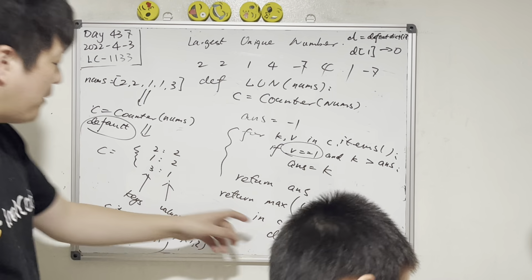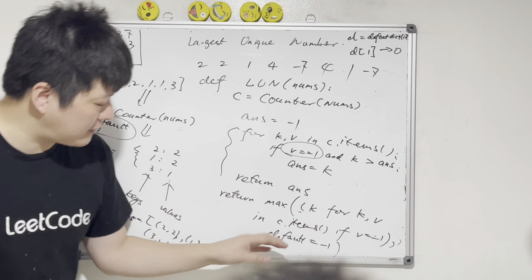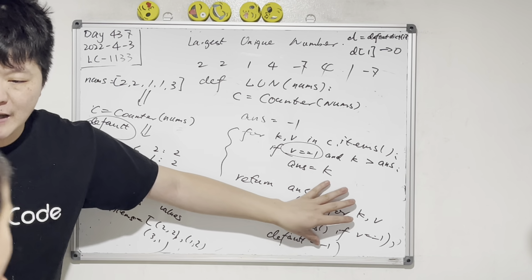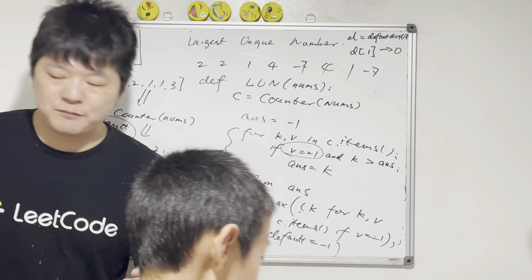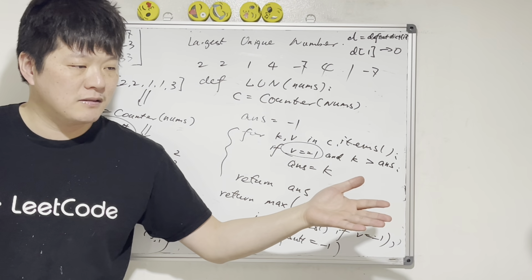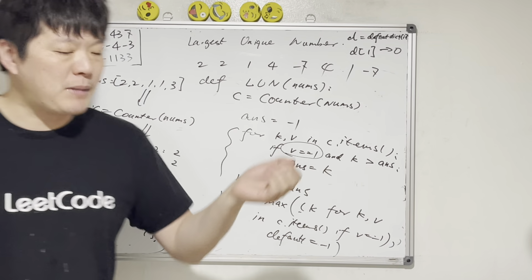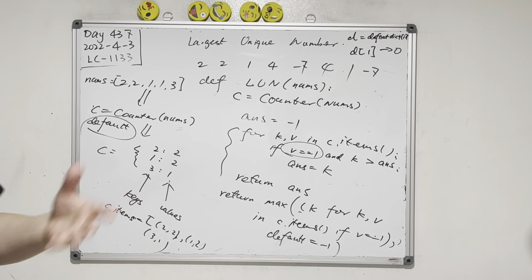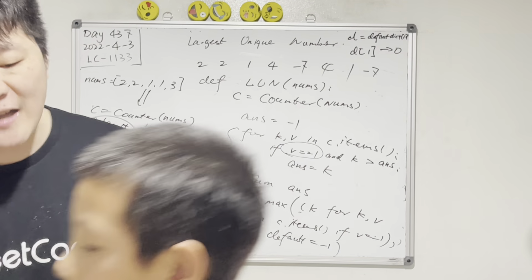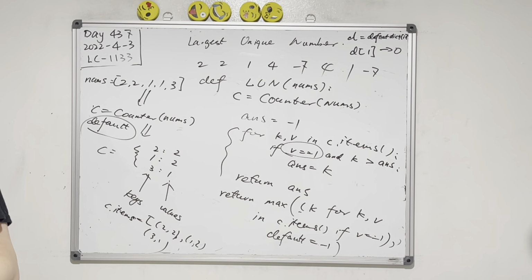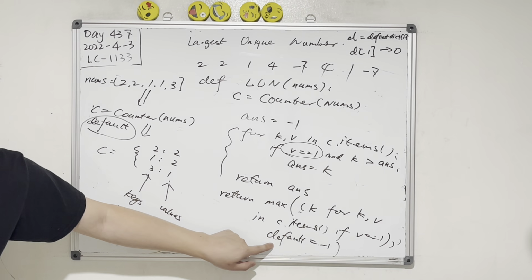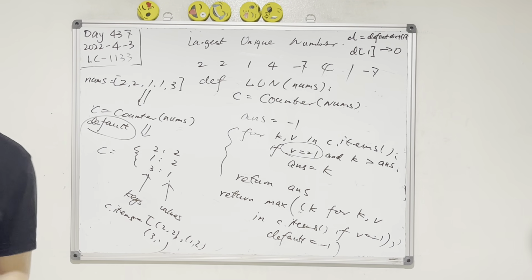So let's go back. Default means that if the list is empty, I want to get the maximum value of a list of numbers. There is always a maximum value for a list, unless the list is empty. If I haven't given you numbers, what's the maximum value? Nothing. Default equals minus 1, that's where the minus 1 comes from.